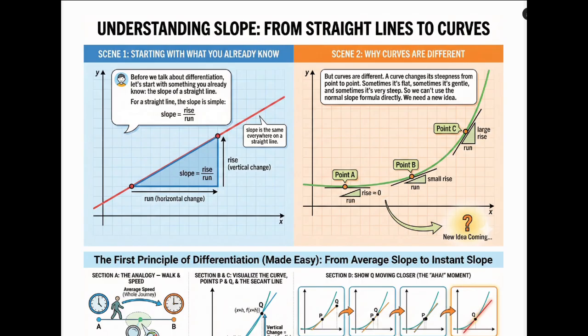As you can see, for a straight line, the steepness never changes. It is constant everywhere. Doesn't matter if you calculate the slope at this point, or maybe at this point, or maybe at this point, you should get the same steepness or the same slope.